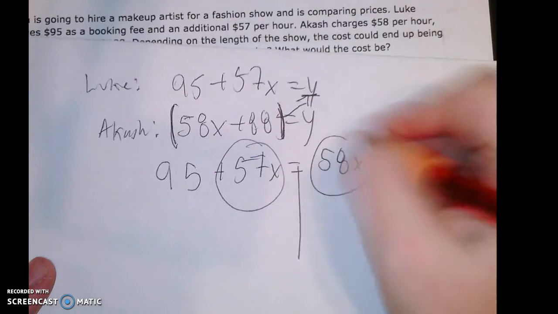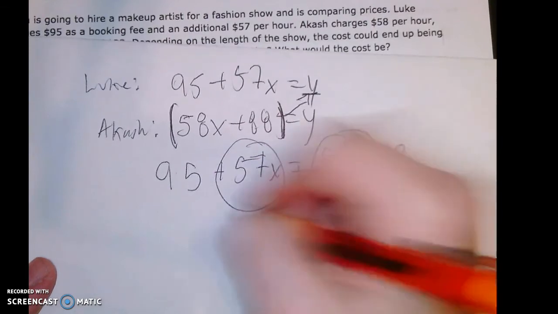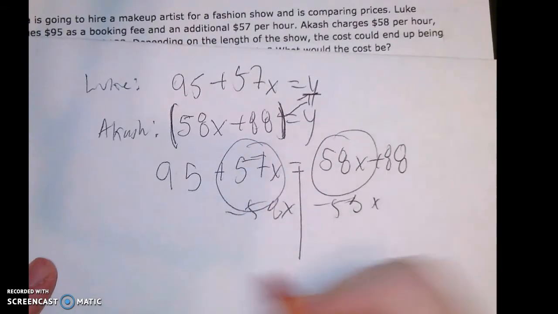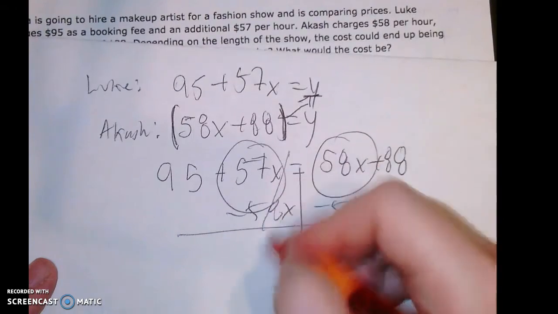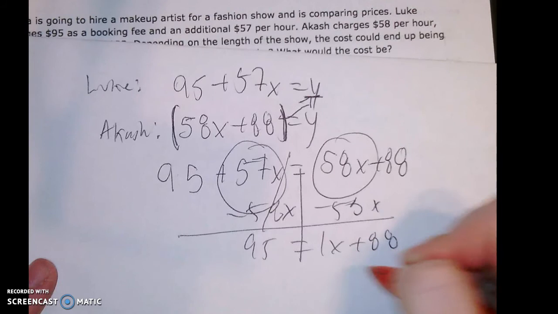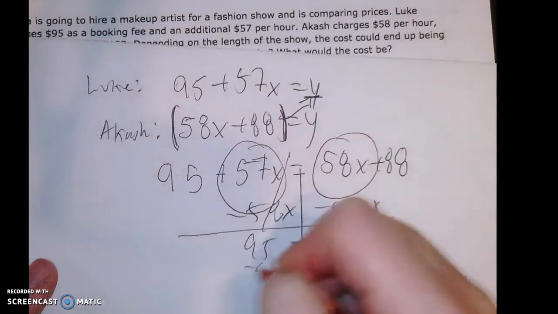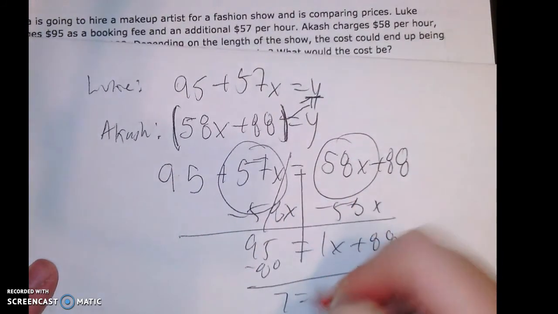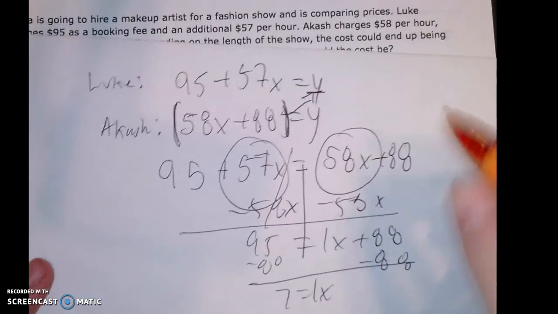Circle my variables. I'm going to subtract the 58x. 95 is equal to 1x plus 88. Subtract the 88. Subtract the 88. 7 equals 1x. So x is 7.